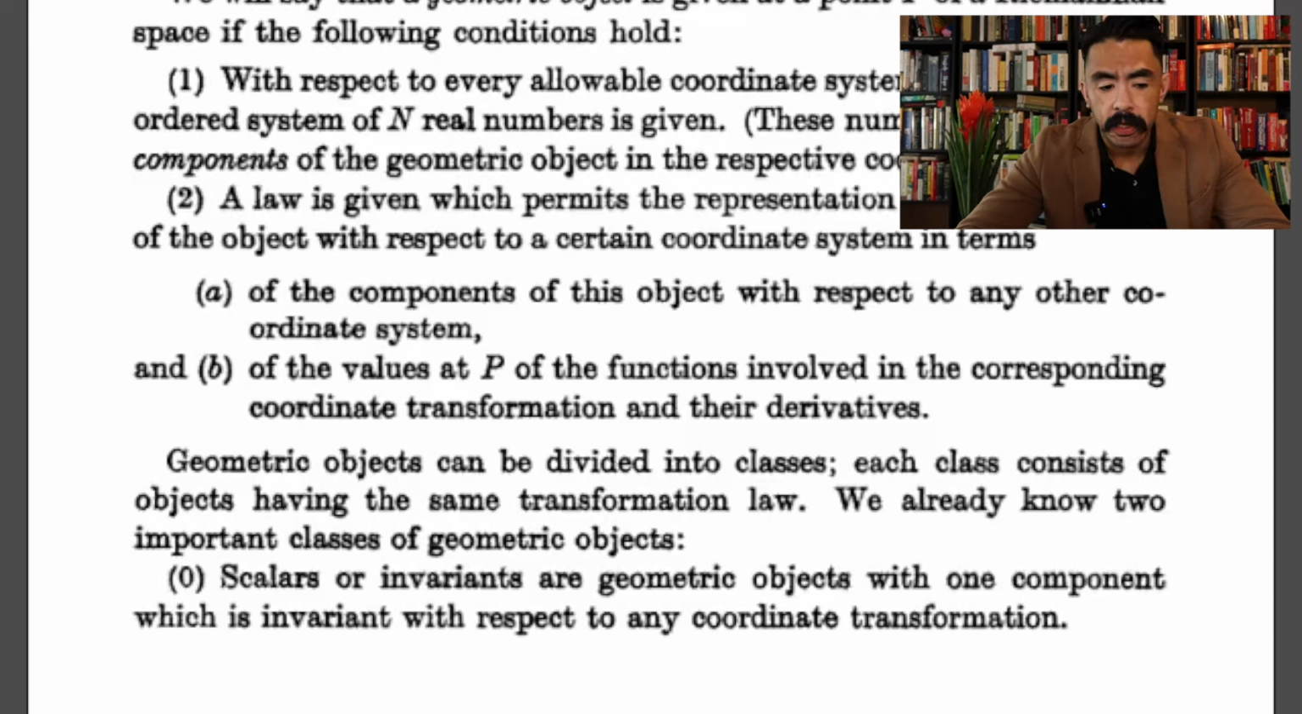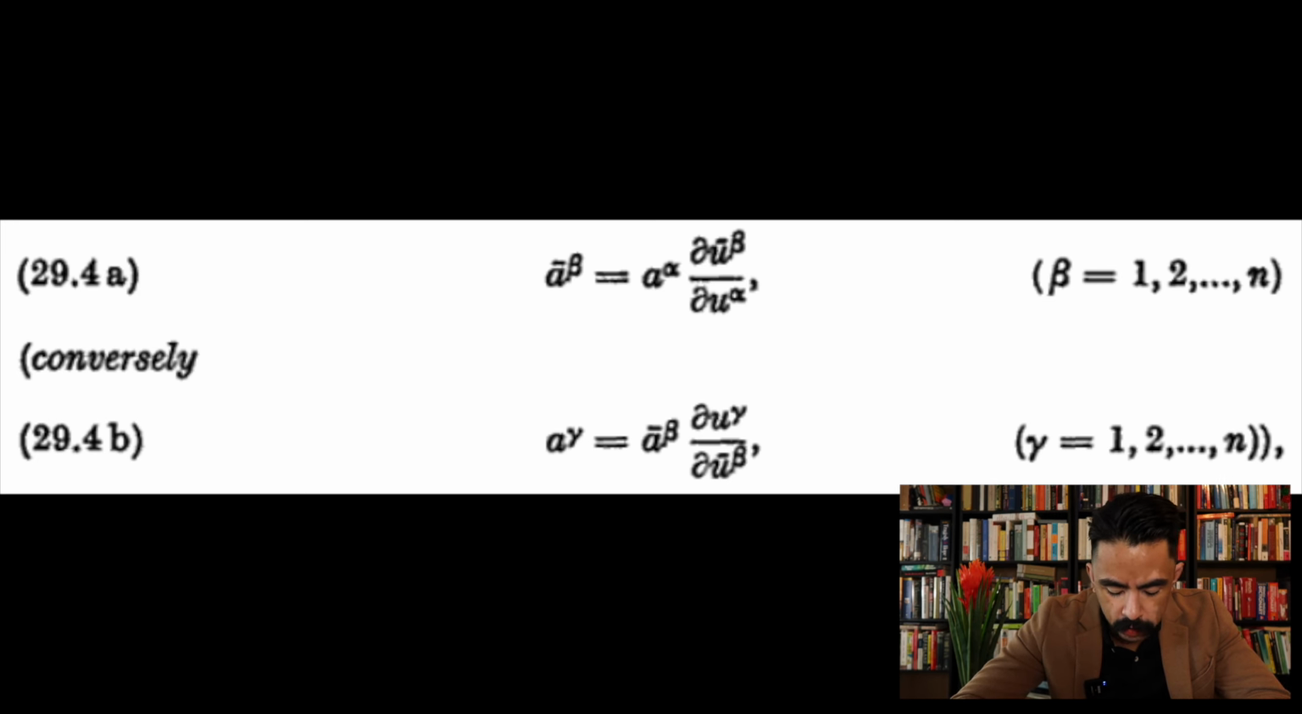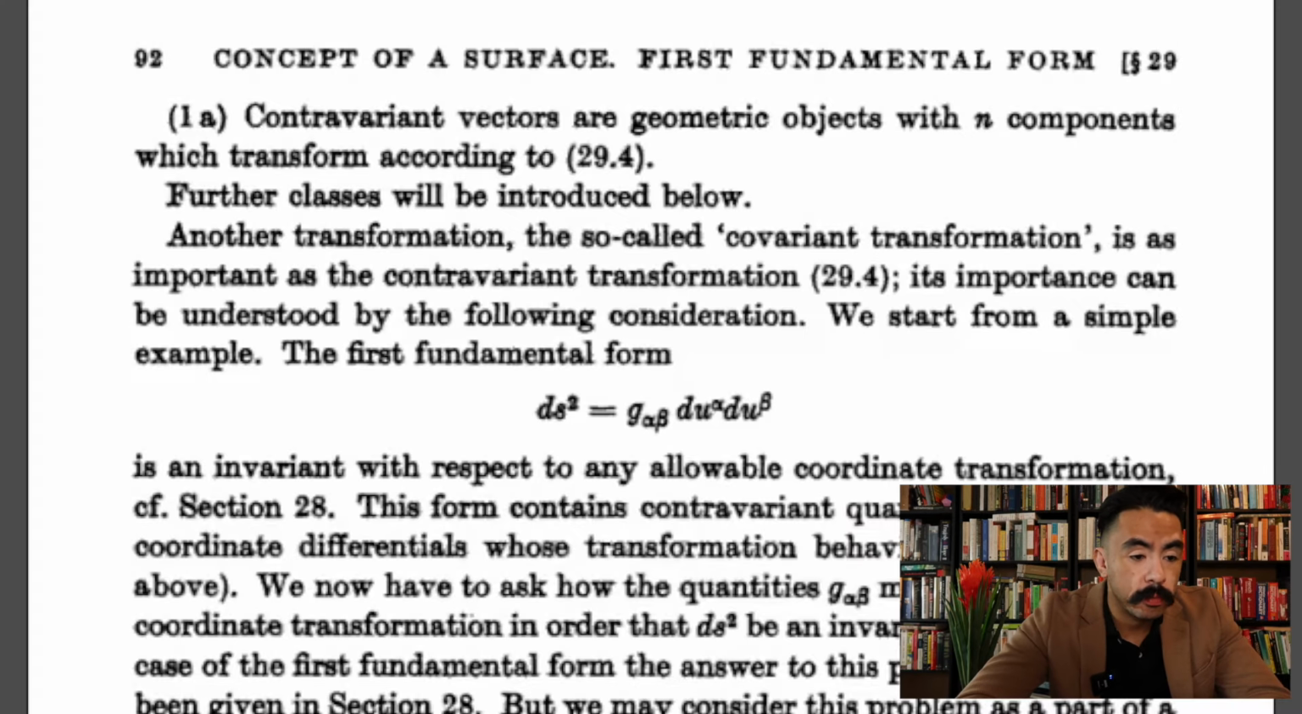Geometric objects can be divided into classes. Each class consists of objects having the same transformation law. We already know two important classes of geometric objects. 0. Scalars or invariants are geometric objects with one component which is invariant with respect to any coordinate transformation. 1a. Contravariant vectors are geometric objects with n components which transform according to ā^β equals a^α times ∂ū^β/∂u^α, where β can be 1 through n, and conversely a^γ, which is equal to ā^β times ∂u^γ/∂ū^β, where γ can be 1 through n. Further classes will be introduced below.